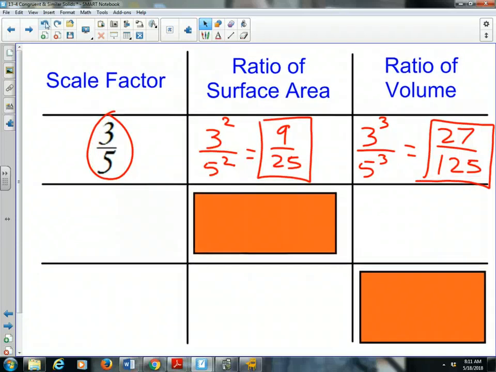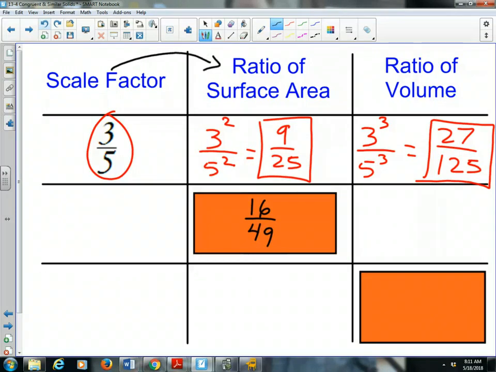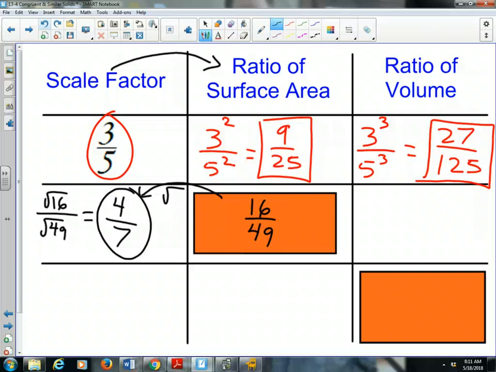Okay, this box, and I think it shows it in your notes, is the ratio 16/49. To go from scale factor to surface area, you square. So to go from here to here, you do the opposite of squaring, you square root, right? So the square root of 16 over the square root of 49. The square root of 16 is 4, and the square root of 49 is 7. So the ratio or the scale factor of the corresponding side lengths is 4/7.